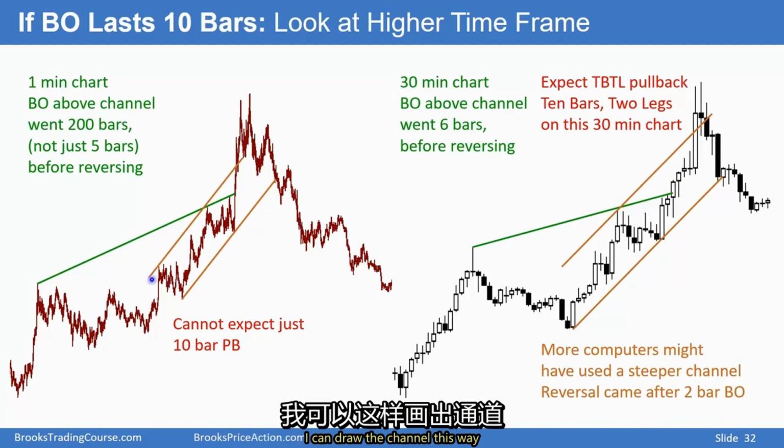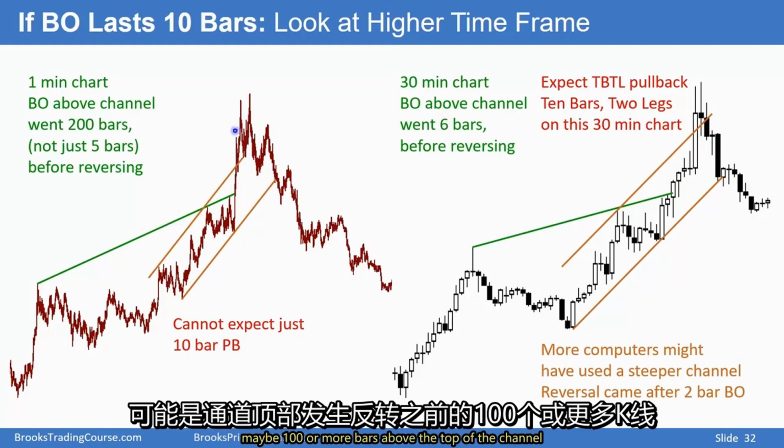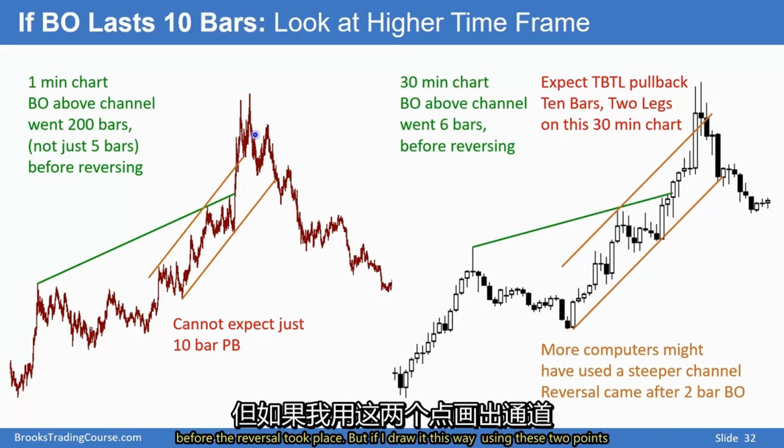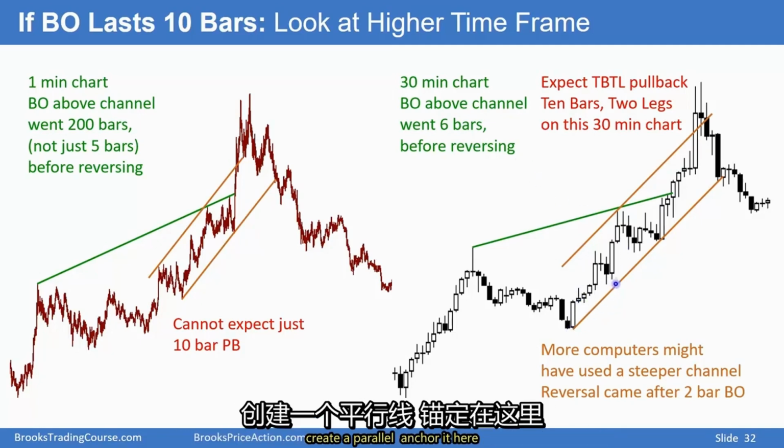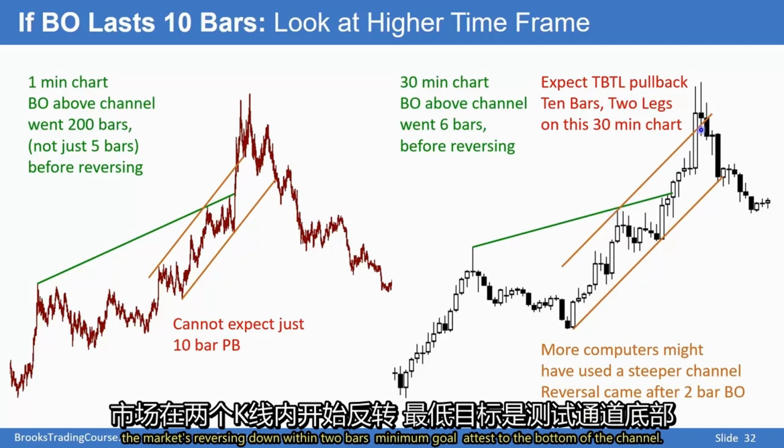I can draw the channel this way. And there's still many bars here, maybe 100 or more bars above the top of the channel before the reversal took place. But if I draw it this way, using these 2 points, create a parallel, anchor it here, the market's reversing down within 2 bars, minimum goal, a test of the bottom of the channel.